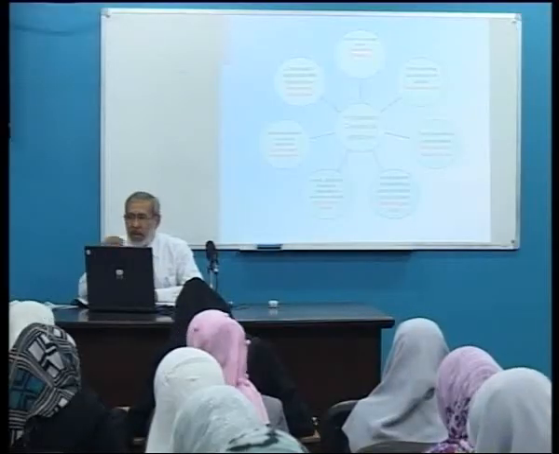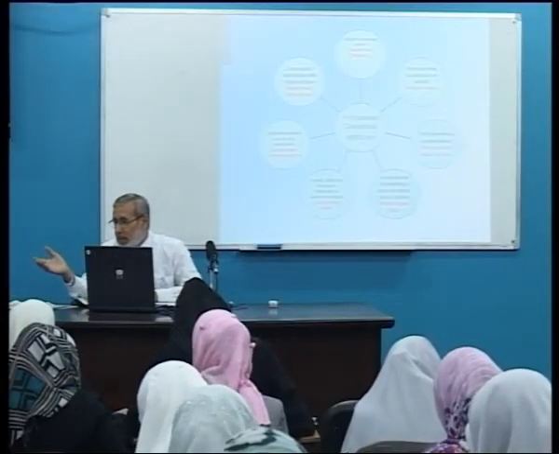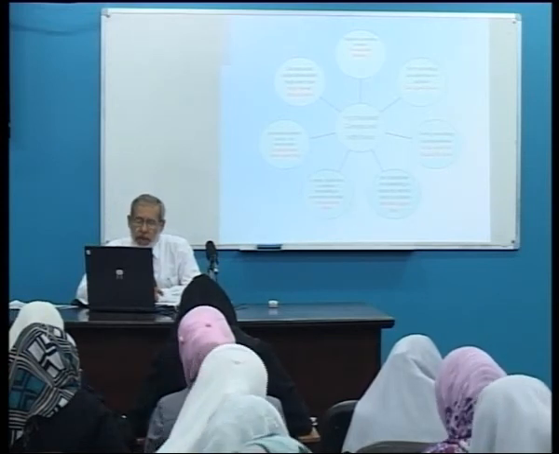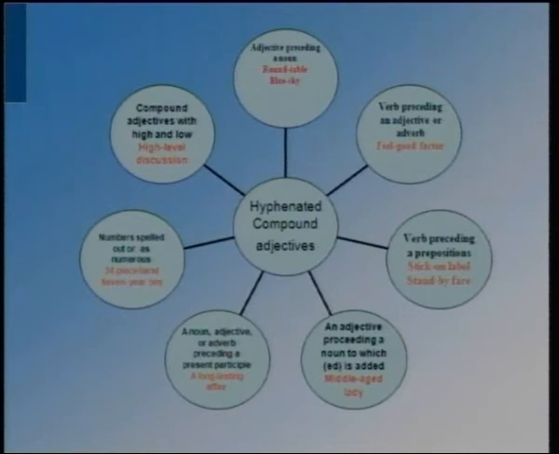If there is an adjective preceding a noun, these are estimate rules. We don't introduce clear-cut or very accurate rules. These are estimates. So, round table, this is a compound. Blue sky. Round is an adjective, blue is an adjective as well. Both of them precede the noun, table and sky.